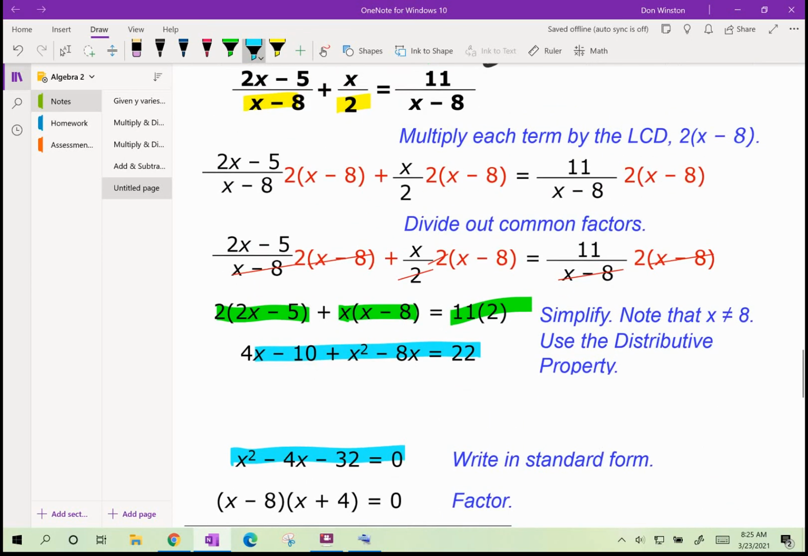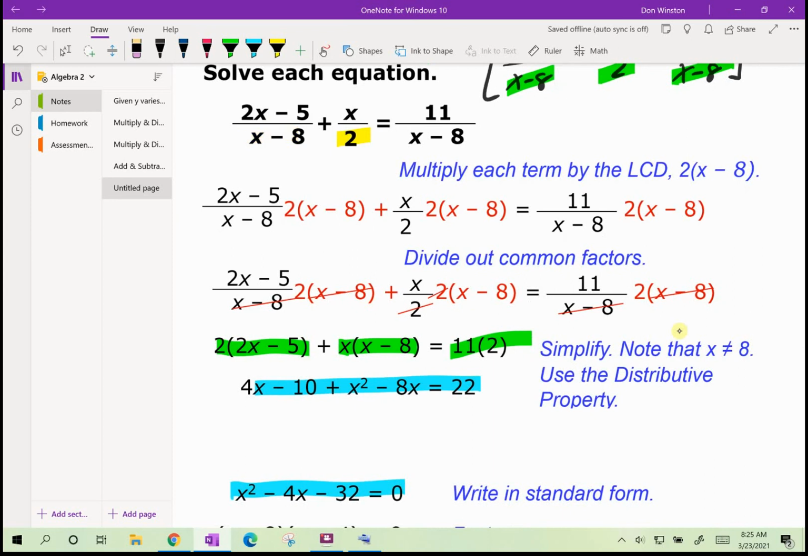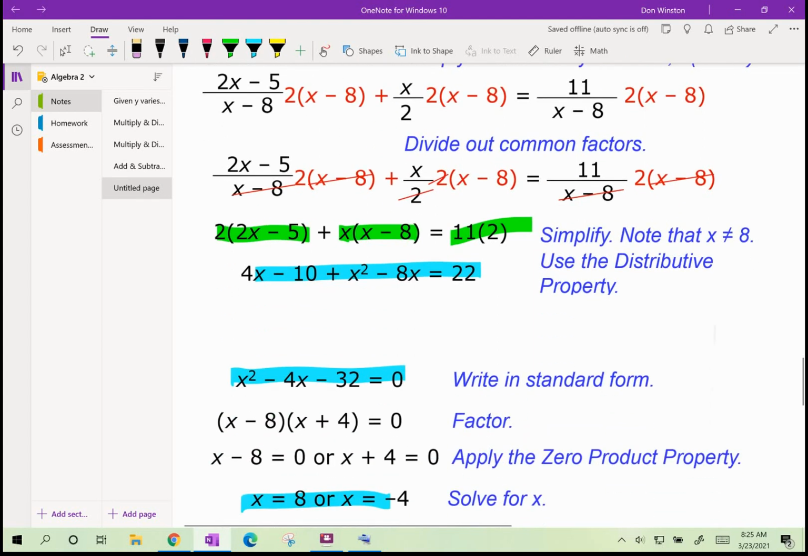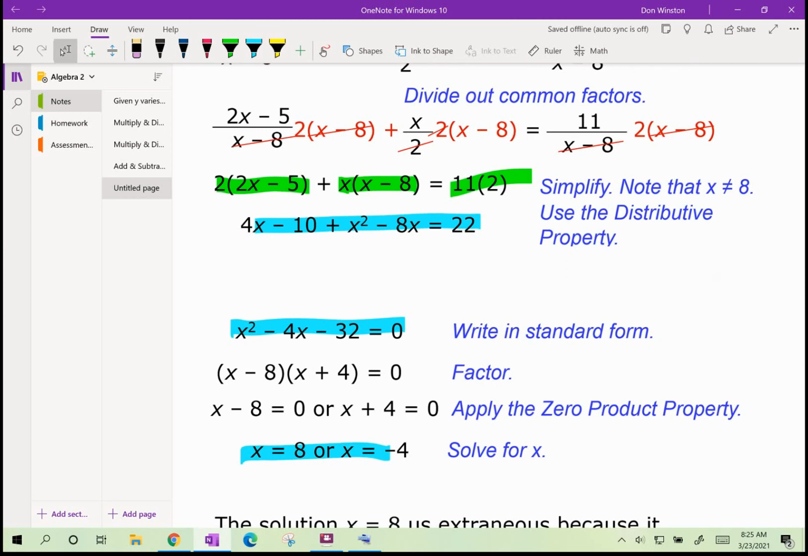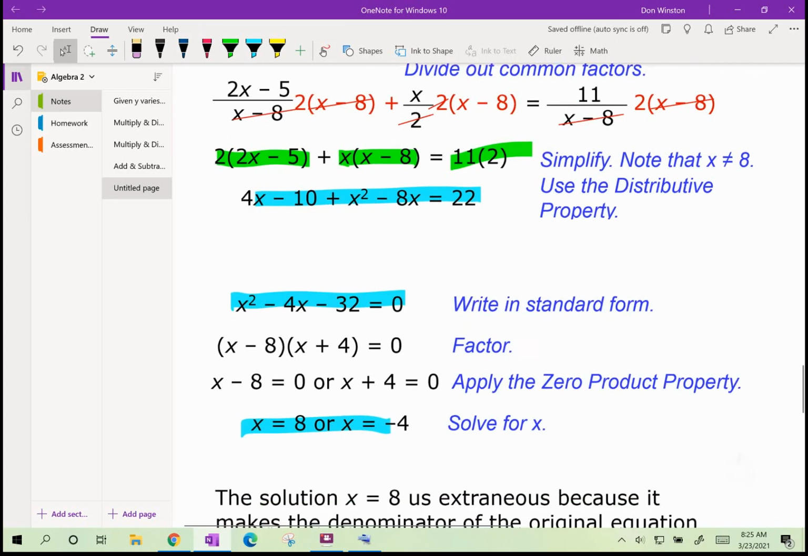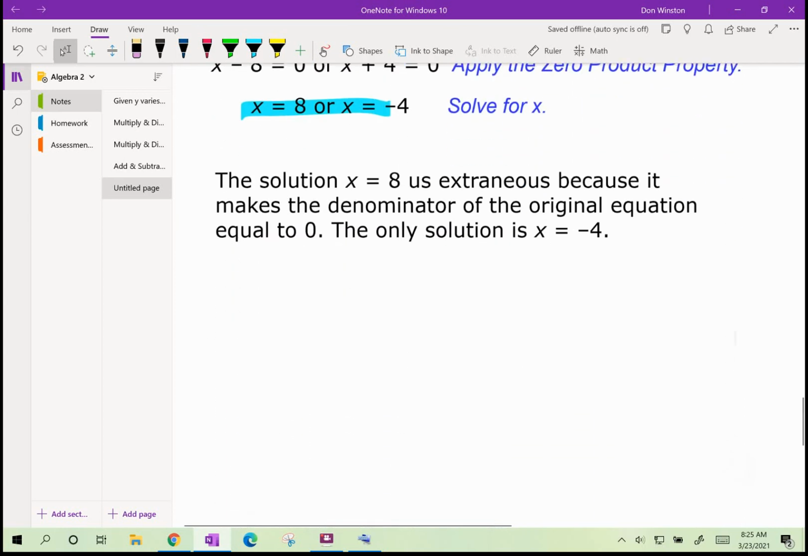If I go back to my original equation, I see if x is 8, then I'll have 0 in the denominator. So x can't equal 8. Otherwise, I'll have 0 in the denominator. 8 minus 8 is 0. So 8 is an extraneous solution, but negative 4 would work. So sometimes you will get extraneous solutions there.